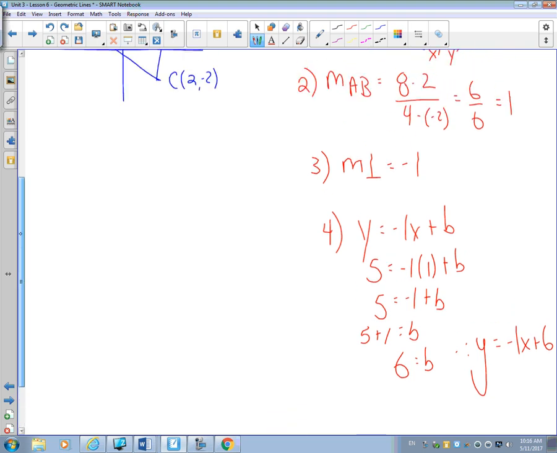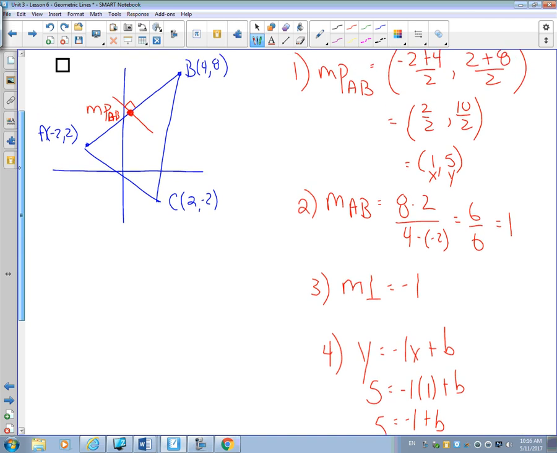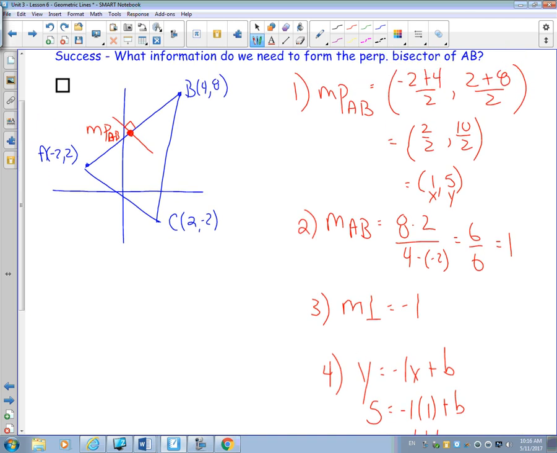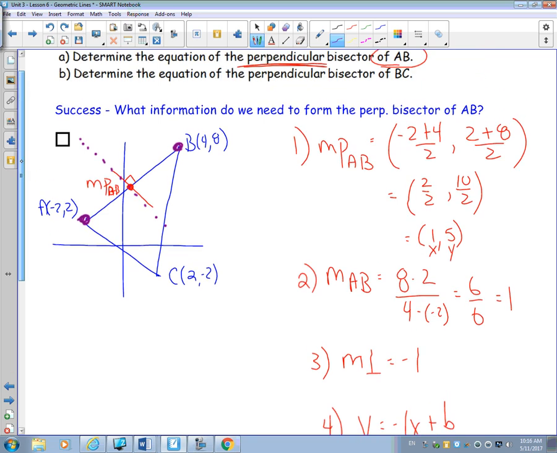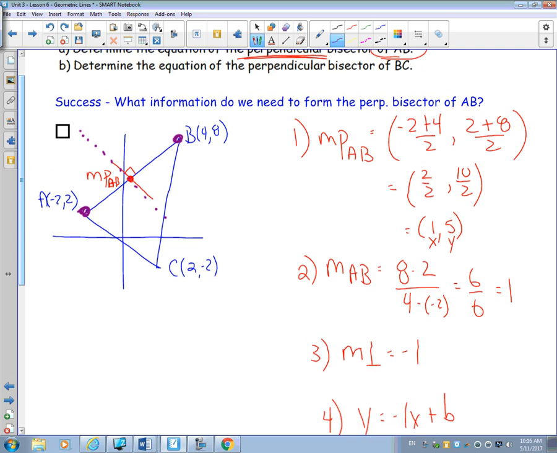So this one's slightly more intense because there's more things to find. But to be honest, this is exactly what you did when you had town A, town B, and we had to put a garbage dump down the middle. That's what we were doing. I just didn't call it that. But it's what you've done already. All right, you try the last one here. Find me the perpendicular bisector of BC.